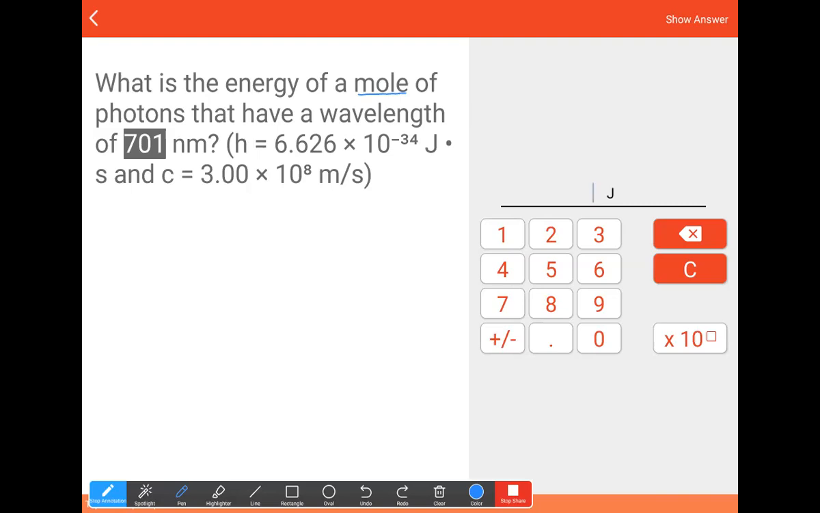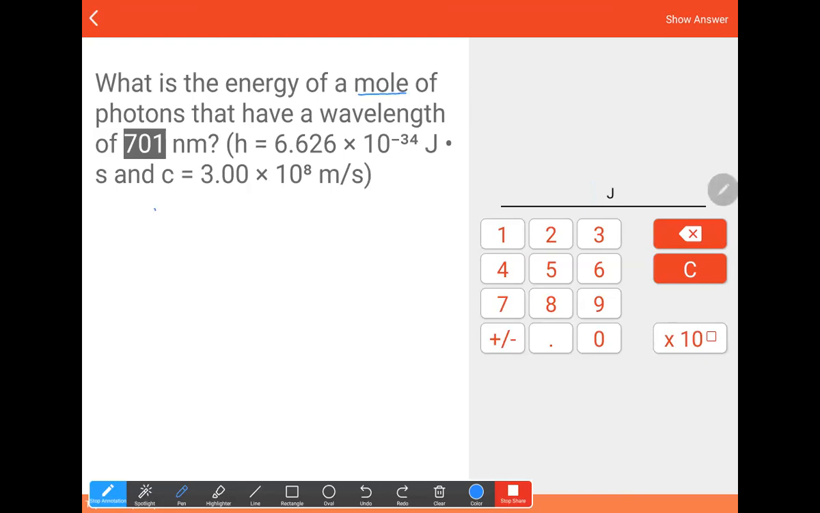We're going to use our formula. Again, those formulas are always available on the equation sheet. It's a good thing to have as a reference. It's also got the periodic table on it. But we need to multiply that number by a mole at the end to get our final answer. But if it asks for a single photon, you will not do that last step.